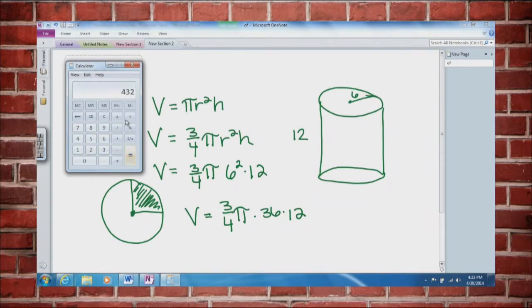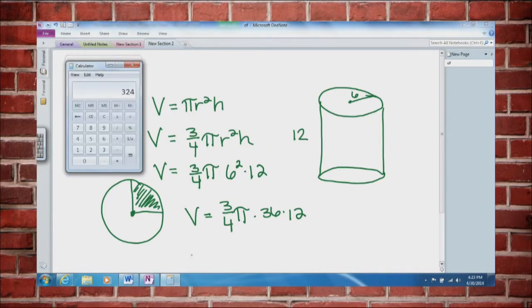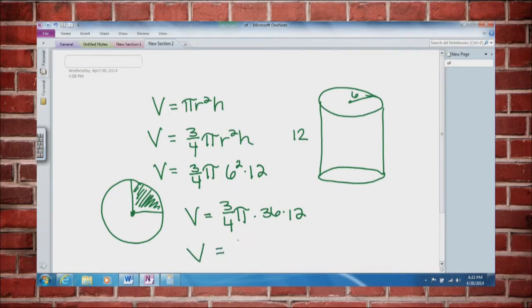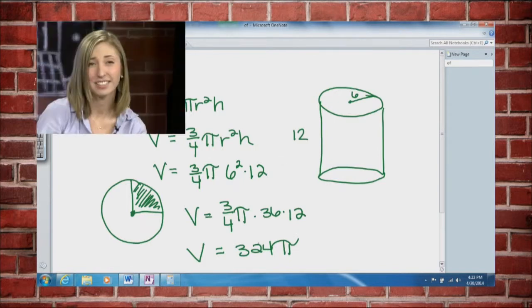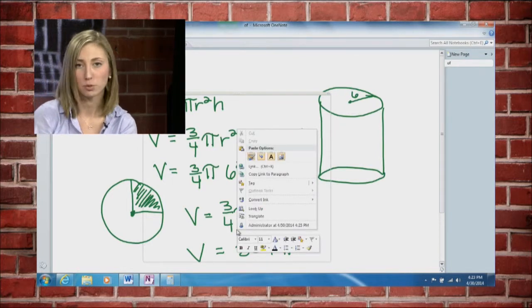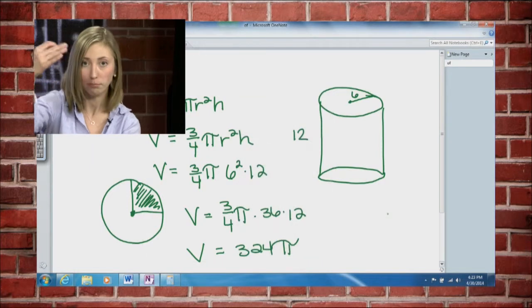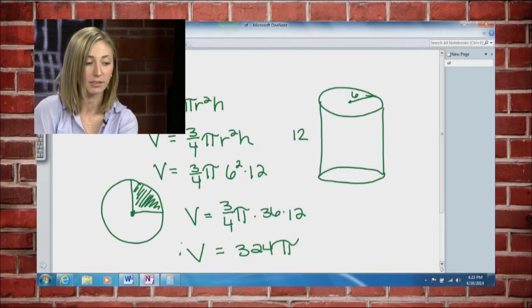36 times 12, and we get 432, and then we need to find 3/4 of that, so we're just going to multiply by 3 and divide by 4. And what did we have? 324. Okay, so the volume is going to be 324 pi. All I did from that second to last step to that last step is I just multiplied my numbers together, and I did it with a calculator because the numbers were large and I wanted to save time. However, I could have actually multiplied them out for you, but that's all I did from that step.